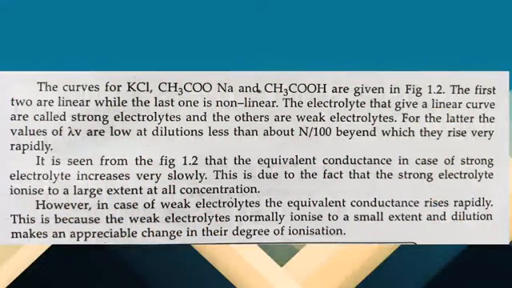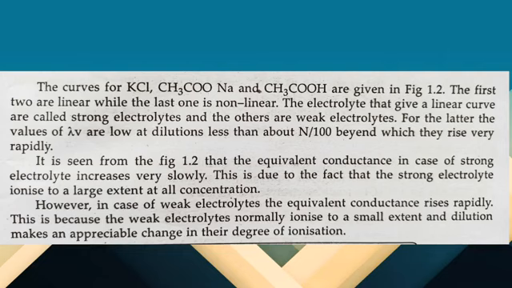Now in the graph, we can see the curves for potassium chloride, sodium acetate and acetic acid given in the figure in the previous slide. The first two are linear while the last one is non-linear. You can clearly observe the linearity of the curves. The electrolytes that give a linear curve are called strong electrolytes, and the others are weak electrolytes.